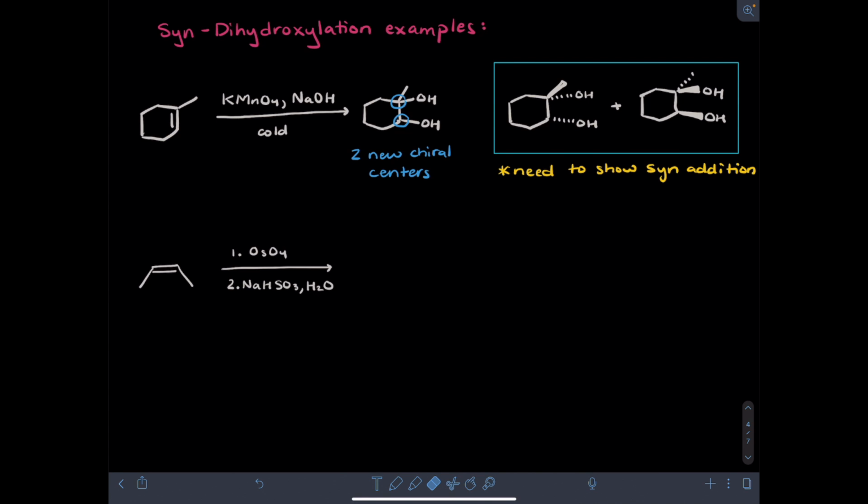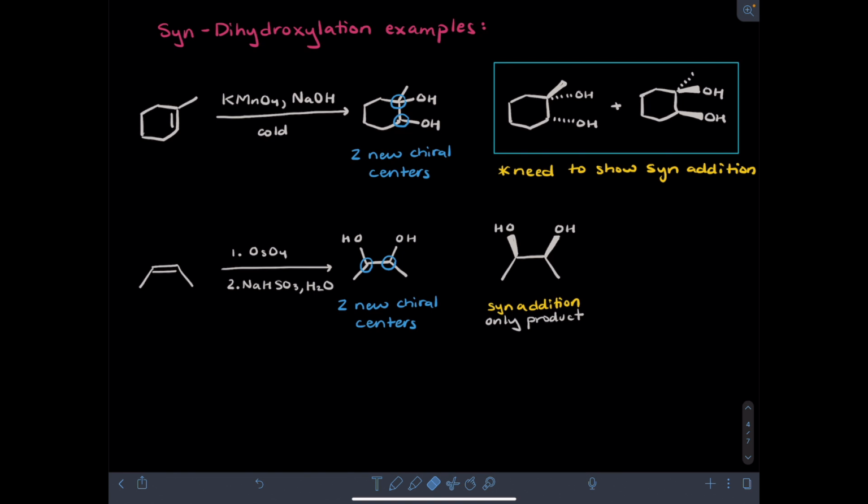Now let's consider this cis-disubstituted alkene being treated with first osmium tetroxide and then second NaHSO3 and water. These are again just different syn-dihydroxylation conditions. I would first draw the product where I've added a new OH group to each of the carbons of the alkene. And in this case as well, I've generated 2 new chiral centers.